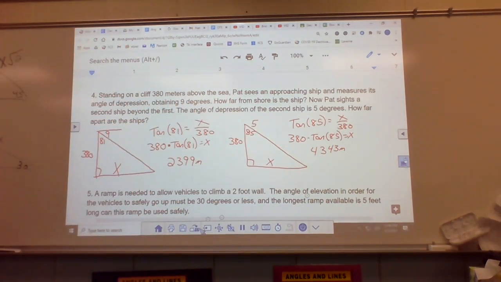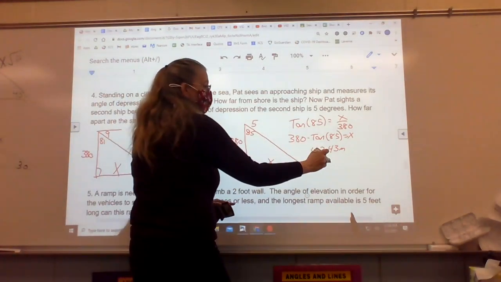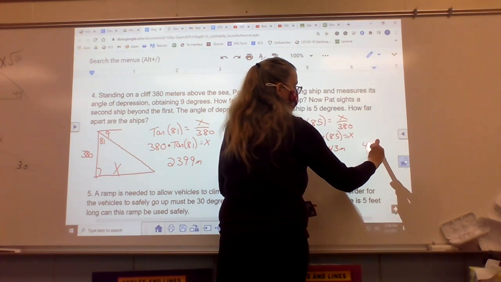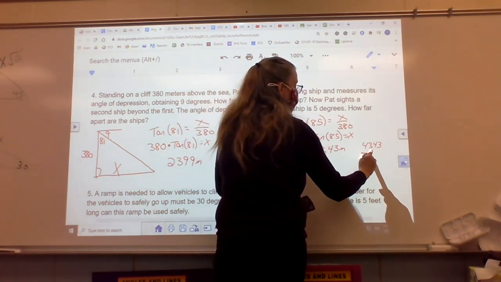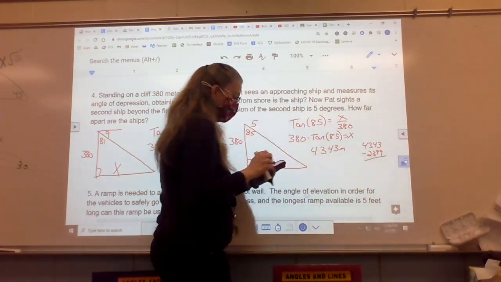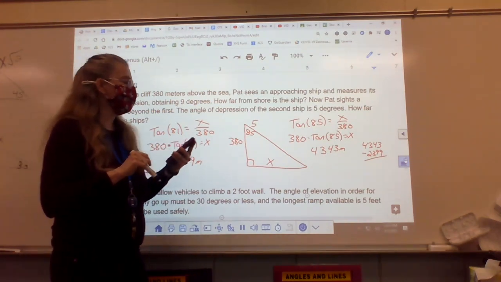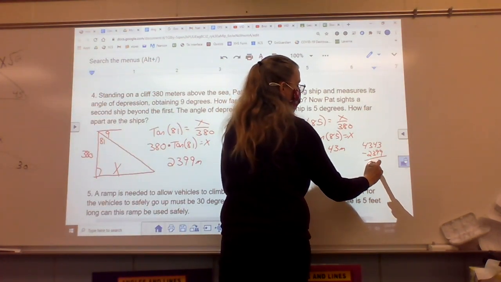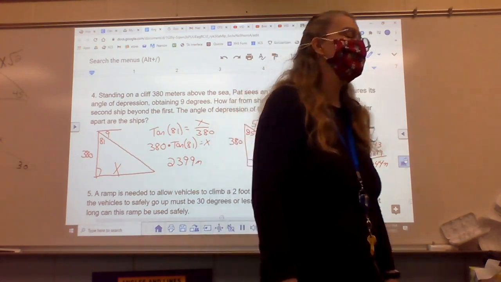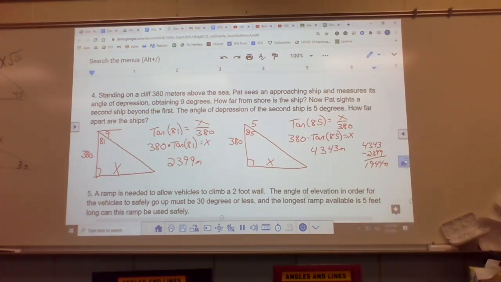Now we're not quite done because the question wants to know how far apart the ships are. So the one ship is 2,399 out. The other one's even farther at 4,343 out. So if I subtract my two numbers, 4,343 minus 2,399, I get 1,944 meters apart. So that's how far apart the ships are on the water.